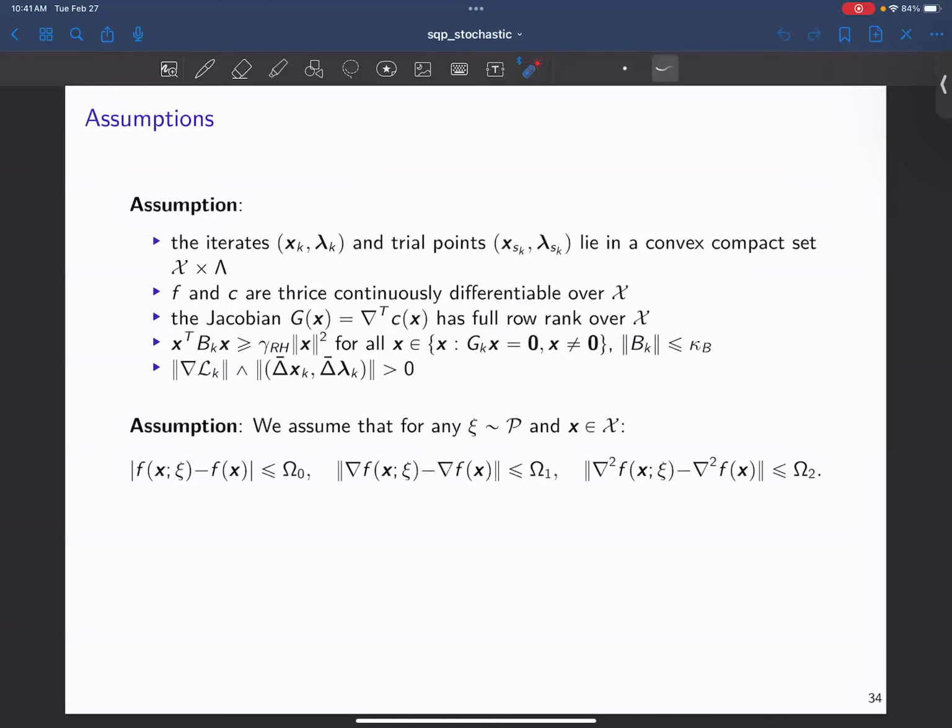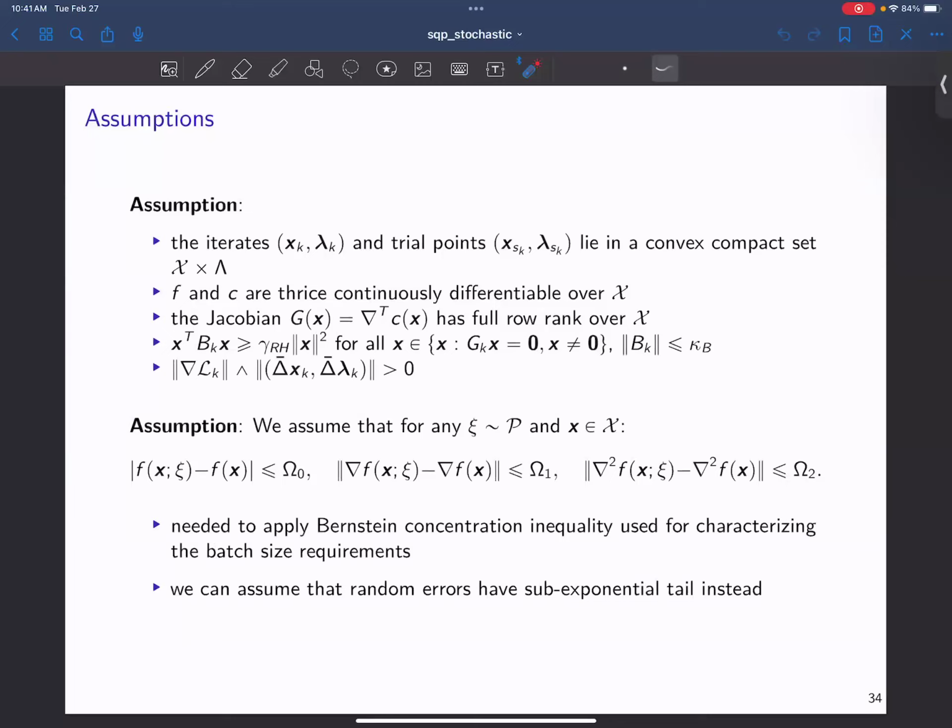Now some assumptions that are maybe less standard. We require that the function is, for any realization, bounded. This is not stringent in the context of finite sum minimization, because anyhow, things are bounded. But we need this assumption or some assumption like it to use Bernstein's inequality when we are controlling the size of the batch. We can relax these conditions by allowing some tail conditions on the gradient and function value estimations, as long as we can use Bernstein's inequality down the road to determine the batch size.